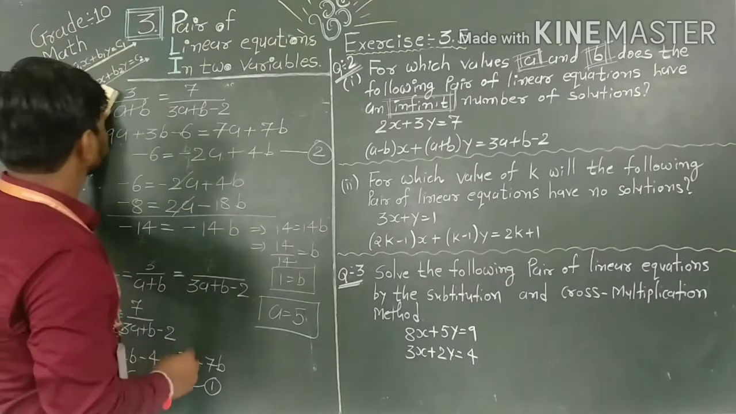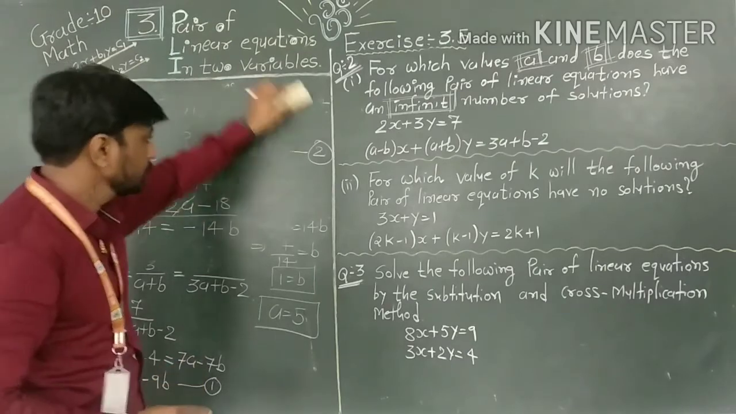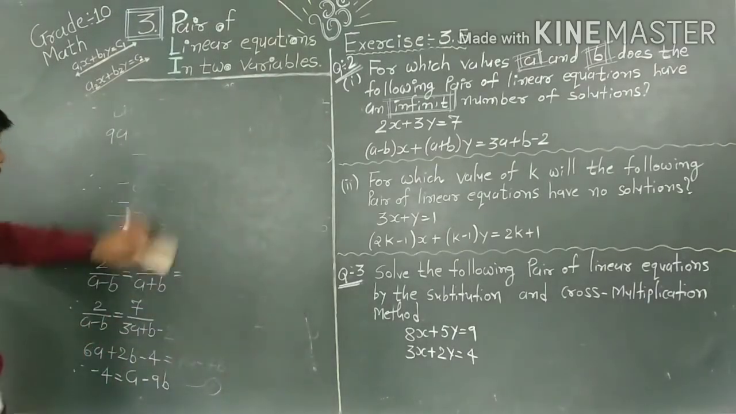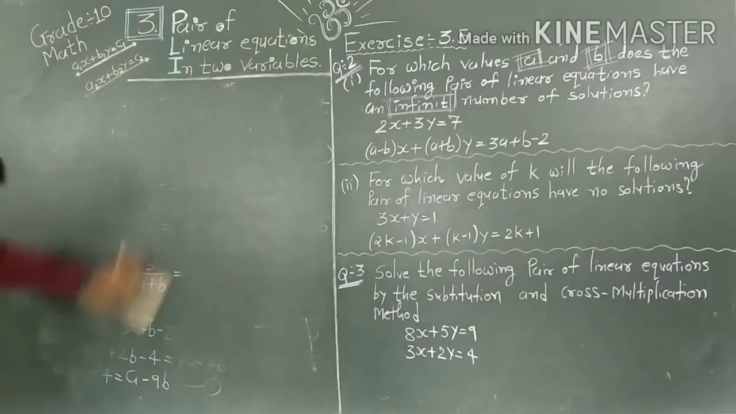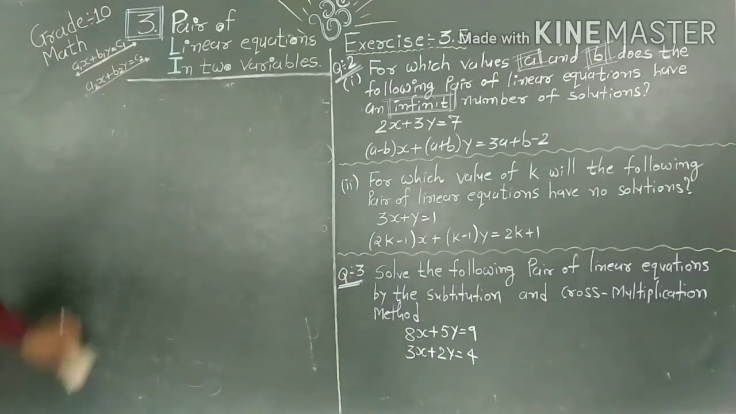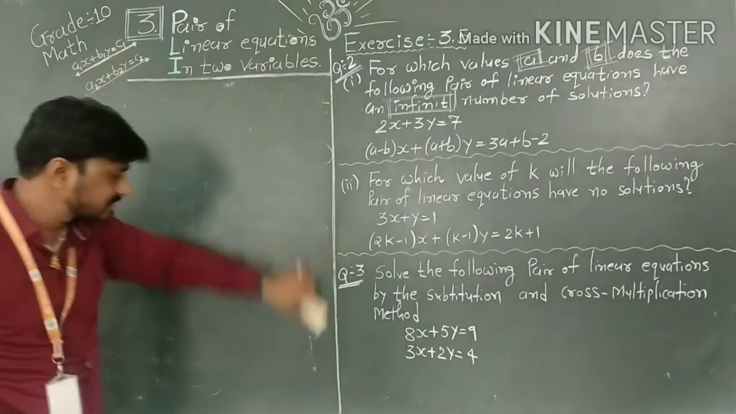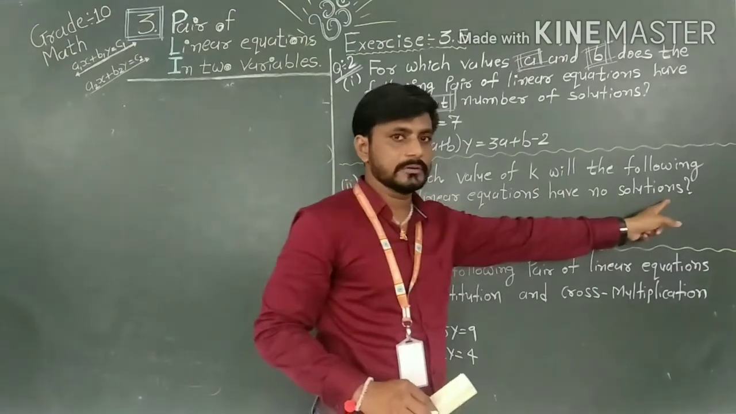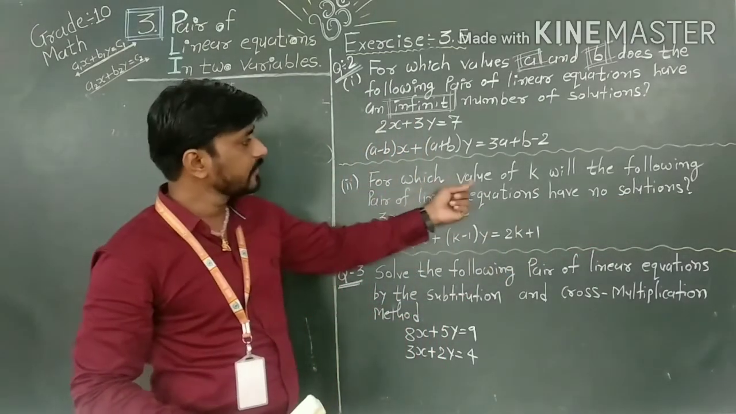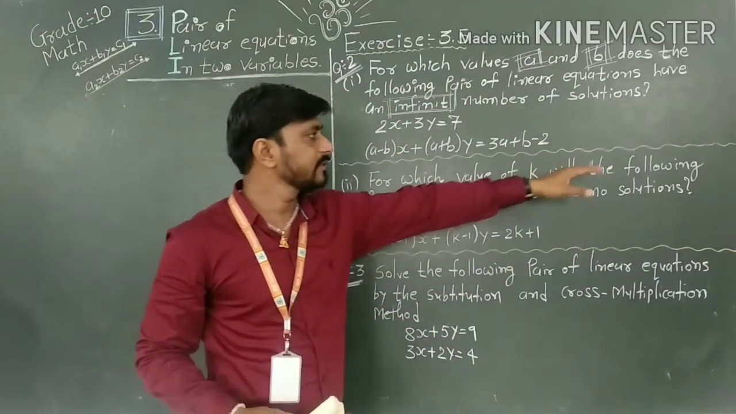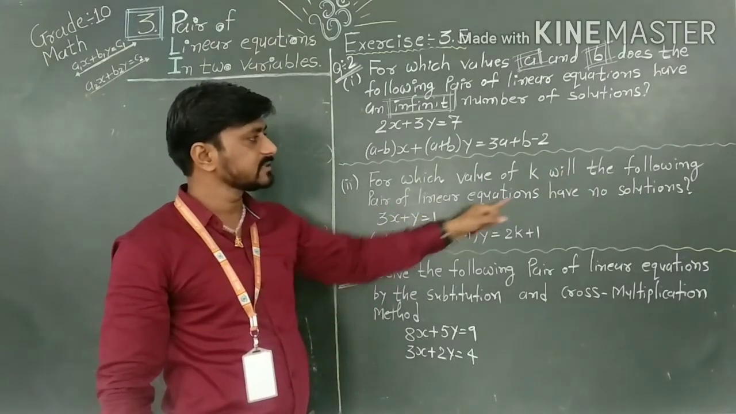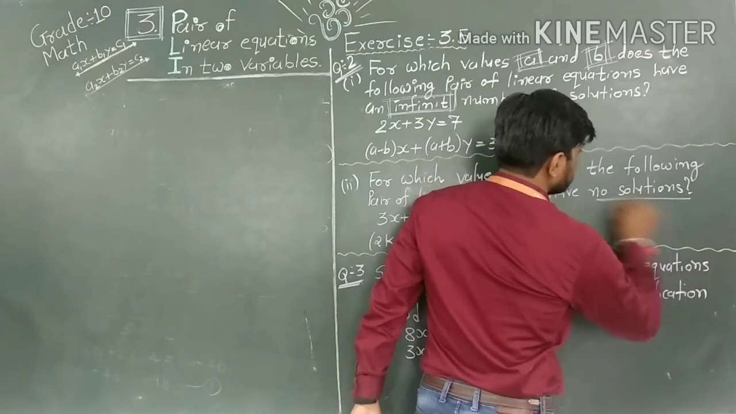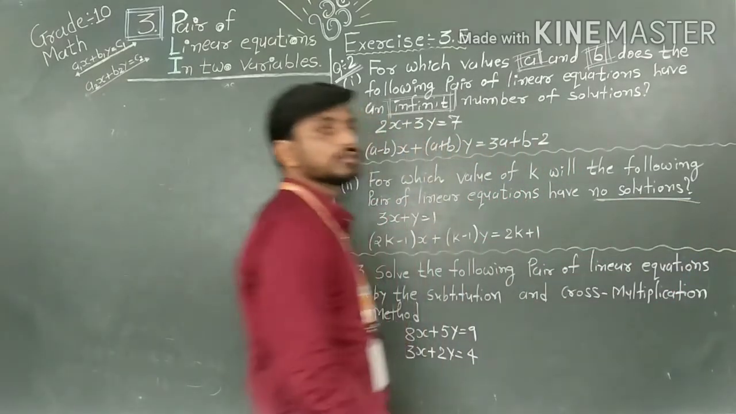Now look, example number 2. In example number 1, we had already been given the condition of infinitely many solutions. Now in example number 2, there is a different condition. What is that condition? Has no solution. Look, for which value of k will the following pair of linear equations have no solution? This time we have to take the condition for no solution.